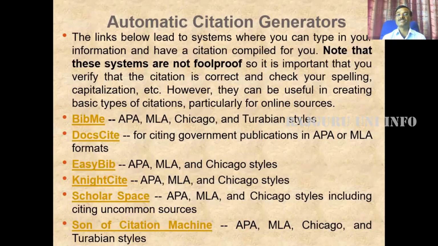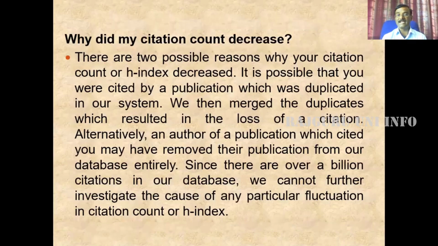For that, we should check and correct the spellings and capitalizations, and clearly enter the citations we are making. Then we can find BibMe as an automatic citation generator, Docs site, EasyBib, Knight site, Scholar Space, Son of Citation Machine. Through all these we can automatically generate the citations of our work. Then why does the citation count sometimes decrease?